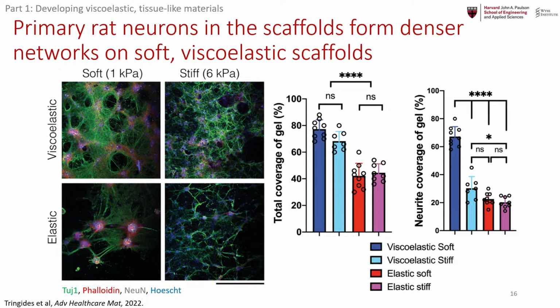What was also interesting is that the next best coverage was the viscoelastic stiff. So these primary cells really preferred viscoelasticity over the stiffness of the substrate. And then for both elastic cases, you can see that they were quite similar.